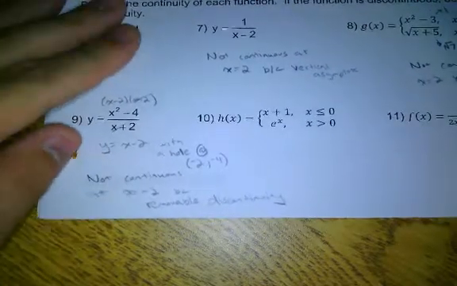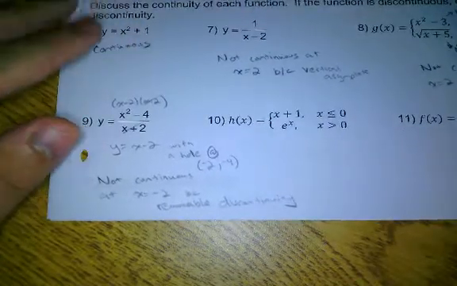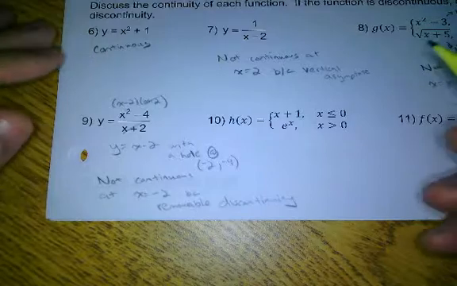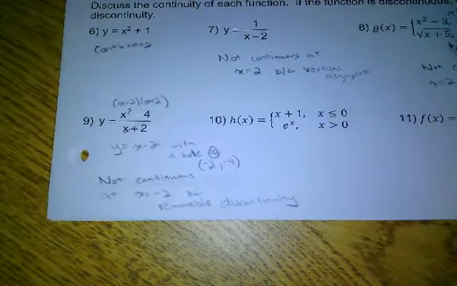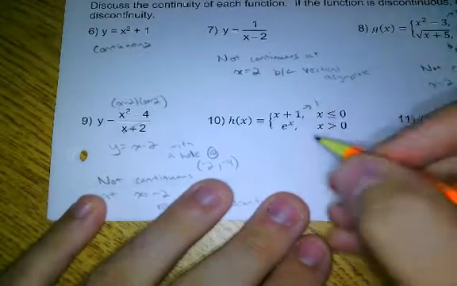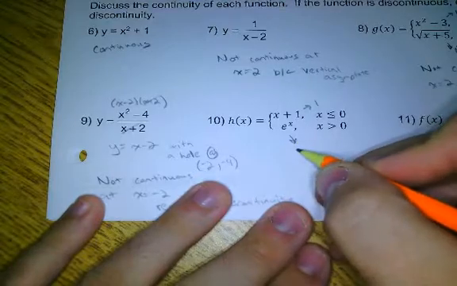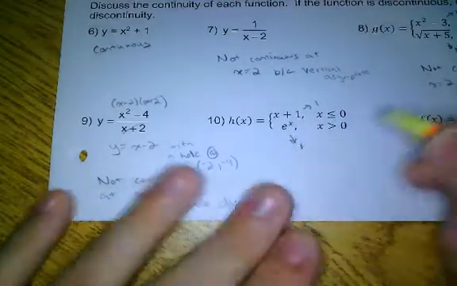What about 10? Piecewise, so we're looking at either discontinuous, or it's got a jump or removable discontinuity here. Plugging the 0 into the top path, what do I get? 1. What about the path on the bottom? What's e to the 0? It's 1. So they match.